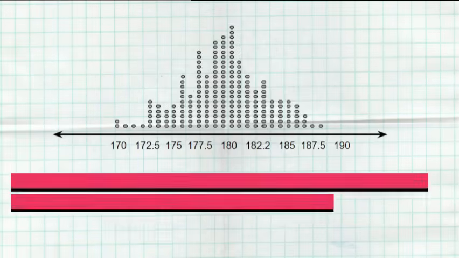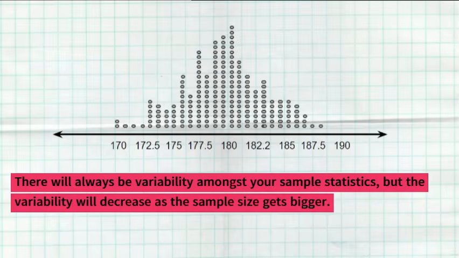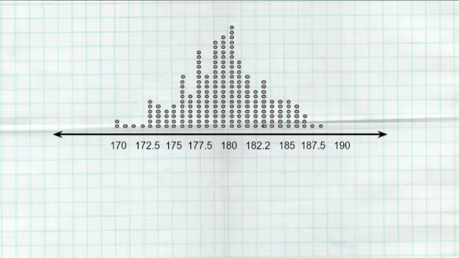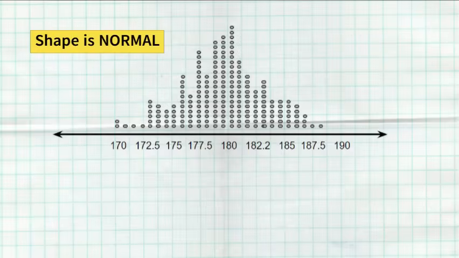Now, the second thing we notice is, once again, not every sample is 180 grams. Some are more, some are less. There's some variability there. Now, we also notice the shape, and that is normal.